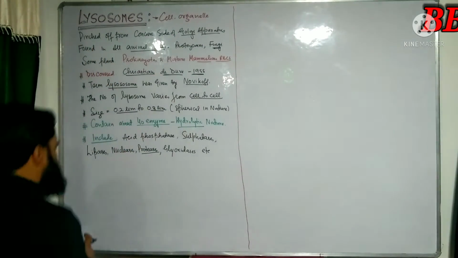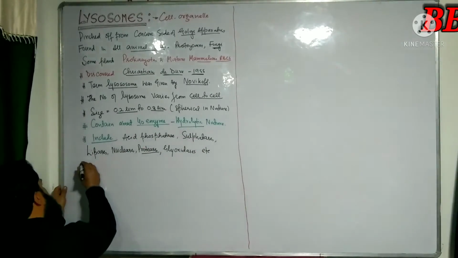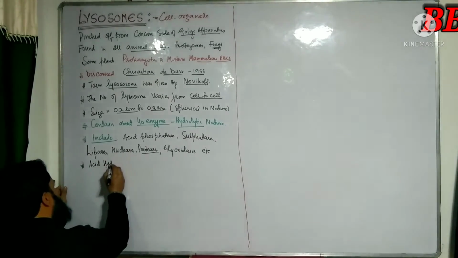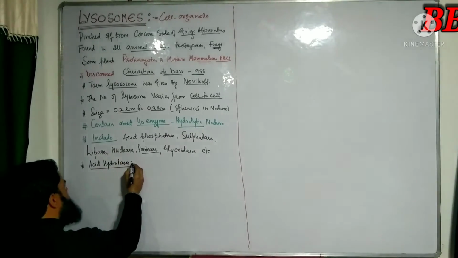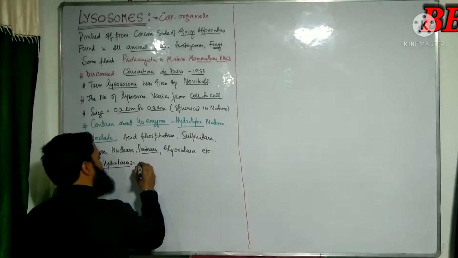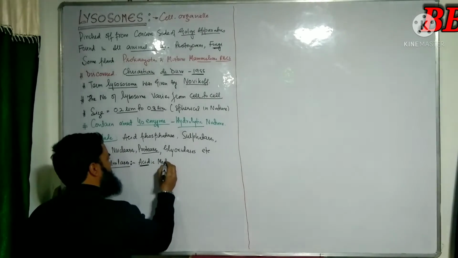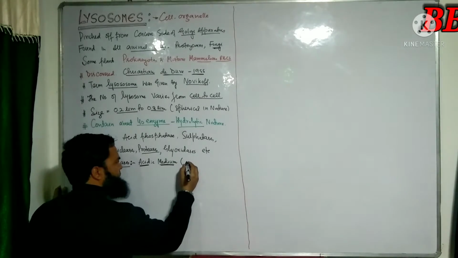When we talk about these enzymes all together, they are also called acid hydrolases. Why so? Because they are active in acidic medium, meaning they work in acidic medium, and the pH of that medium is 4 to 5. Remember this point.